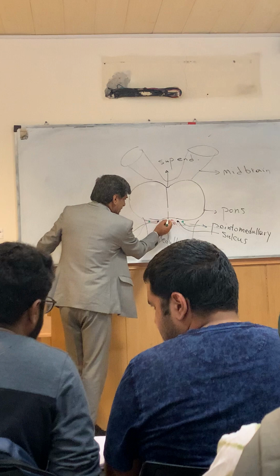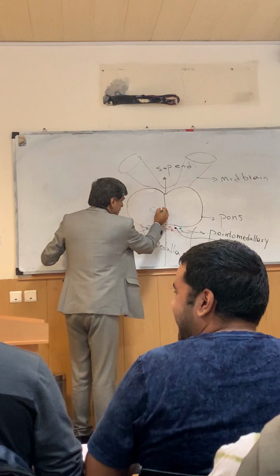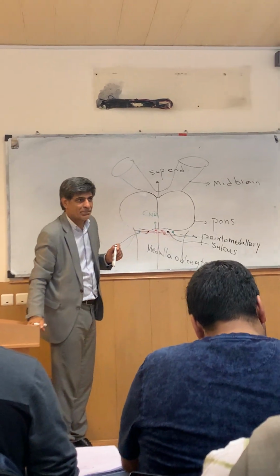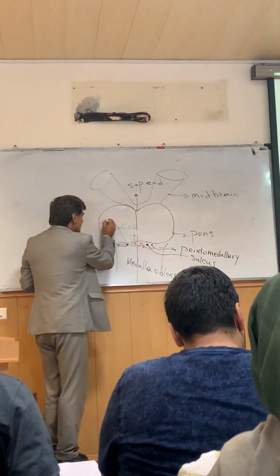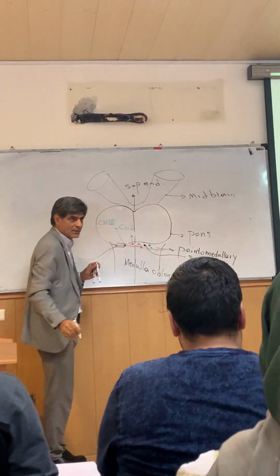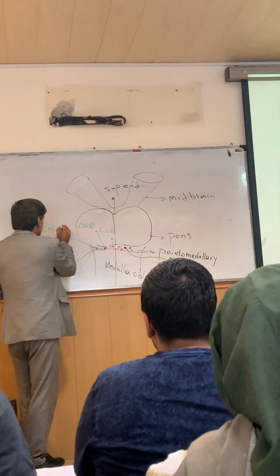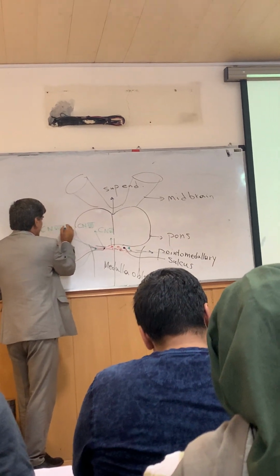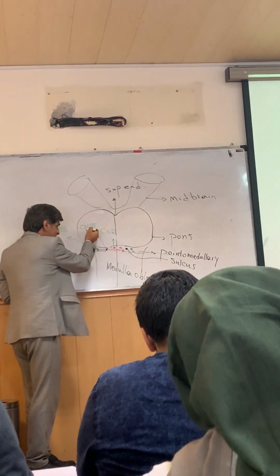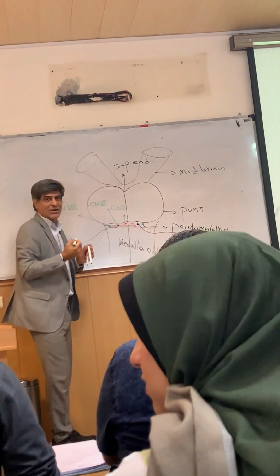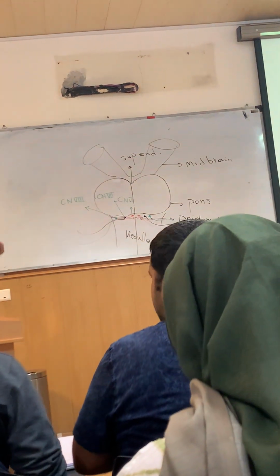One cranial nerve medial, this is CN 6, and CN 7, and CN 8. Okay? Abducens, facial, vestibulocochlear emerge from which part? The pontomedullary sulcus.